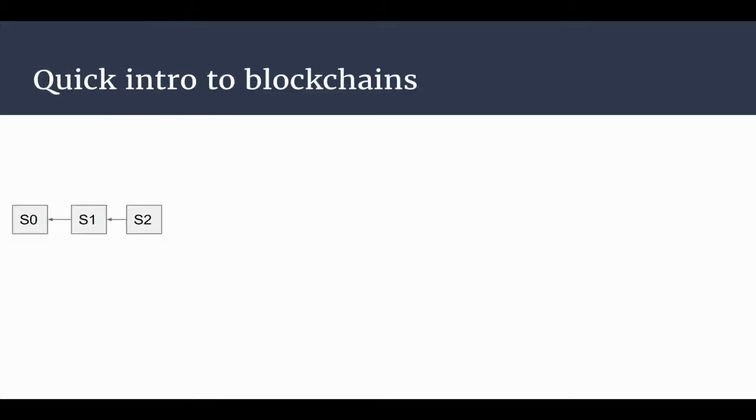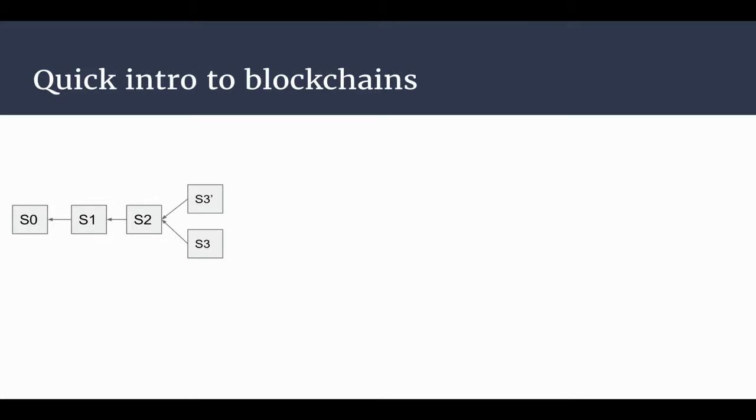So, kind of giving away a little bit how we achieve these properties, I'm going to jump into a quick introduction to blockchains. The way blockchains work is you have a set of mutations of state, each one called a block. And each subsequent block references the previous one. So block state 2 has the hash of state 1 in it, so that they're kind of linked.